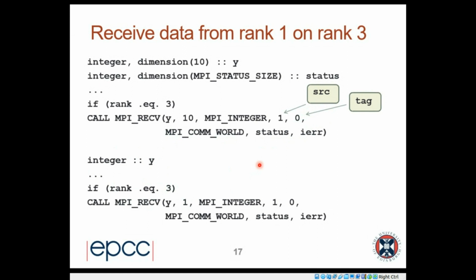So, what do you think this 10 means here? It's not obvious. This is not a trivial question. MPI receive y10 integers. What does that 10 mean? It could mean a number of things. What do you think the 10 means?